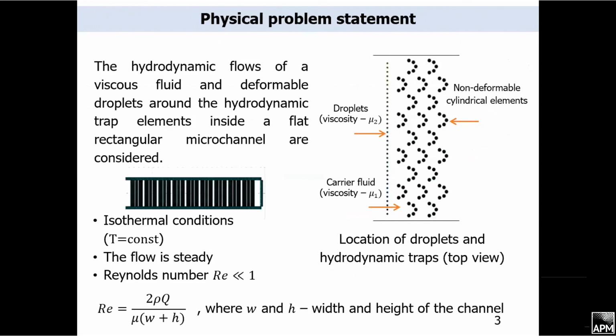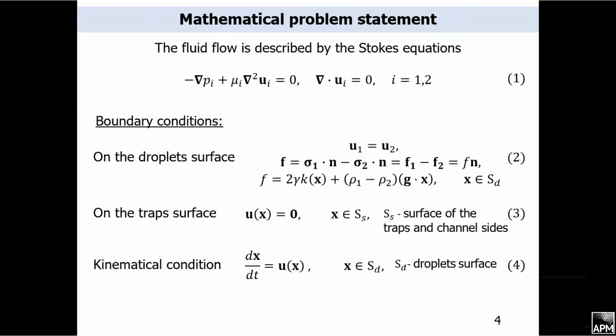We consider the dynamics of deformable particles under constant volumetric flow rate. The droplets move in carrier liquid in a rectangular microchannel around non-deformable hydrodynamic traps, as you can see in this picture. It is assumed that all processes take place under isothermal conditions. The flow occurs quite slowly at small Reynolds numbers.